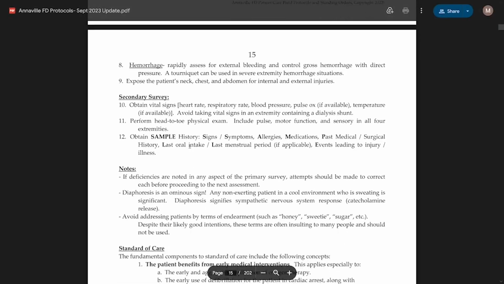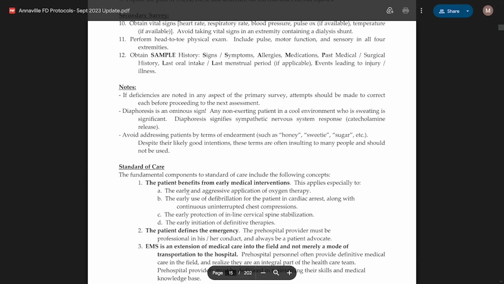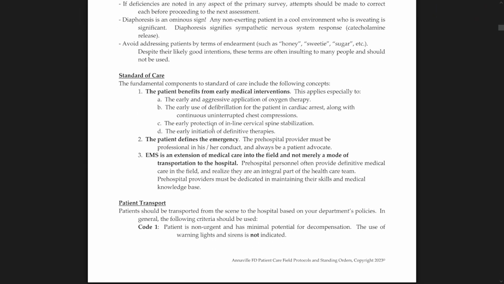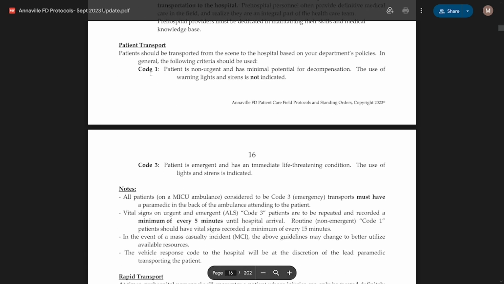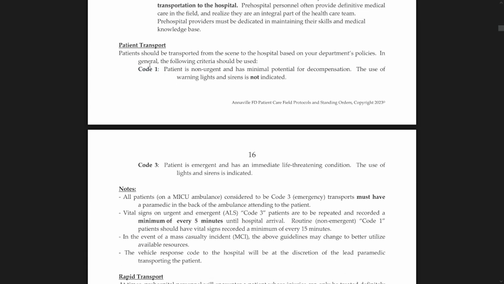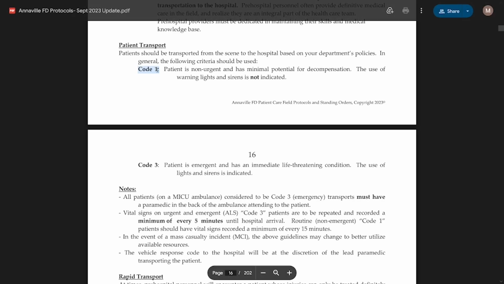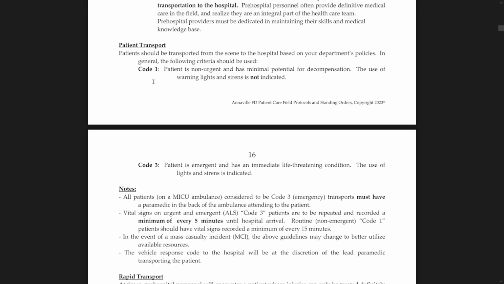Here's some other things, it's fine. We talk about obtaining a SAMPLE, our standard of care, patient benefits from early medical interventions. We talk about going code 1. For these type of calls, it's whenever a patient is in a non-urgent situation, and they're not going to decompensate, or at least there's a very small chance. Whenever we're going code 1, we're not going to go lights and sirens. We're just going to go nice and calm to the hospital.